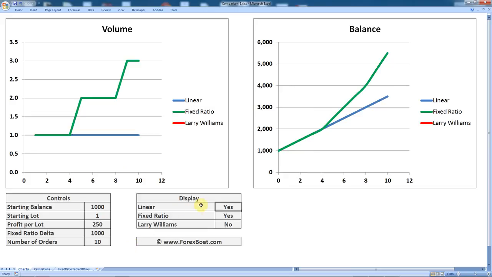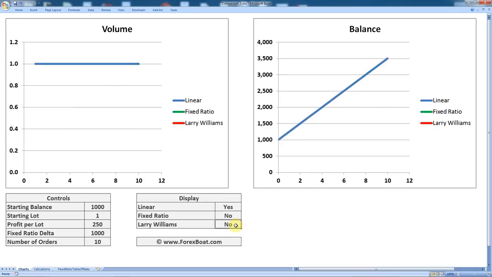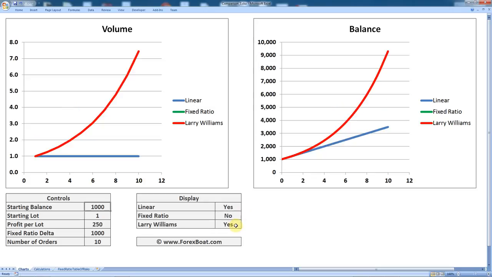And then finally here you can say which money management methods you want to display on your charts. Do you want to compare the linear and the fixed ratio? Or, say, linear and the Larry Williams method? Or do you want to maybe compare all three of them? You can just change it around, and as you can see, they come up and disappear depending on what you select. And then there's another two tabs.